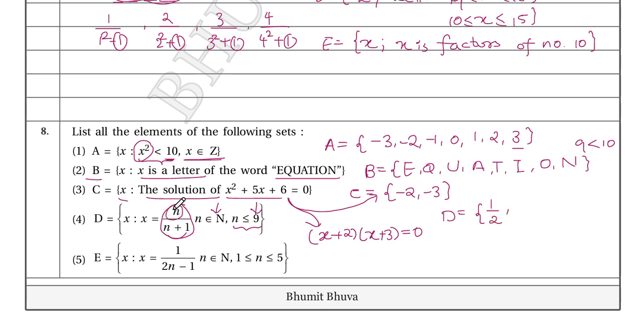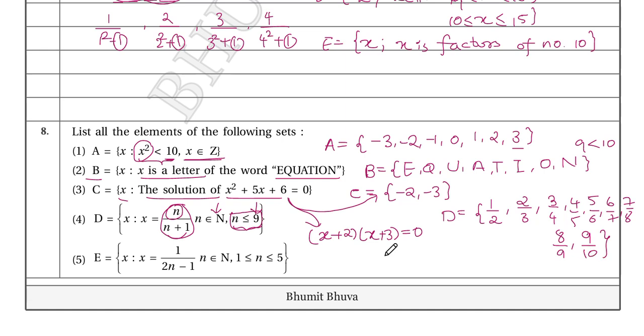If you put n is equal to 2, then 2 upon 2 plus 1, which is 3, then 3 upon 4, 4 upon 5, and so on. It will continue in this manner: 5 by 6, 6 by 7, 7 by 8, then 8 by 9. Then 9 upon 10 is the last. Then 10 you cannot take, because it says n is less than or equal to 9, not more than that. So this is the roster form of set D.